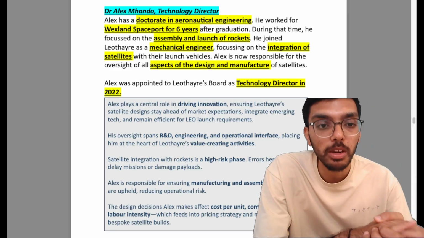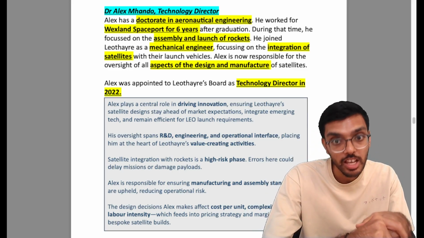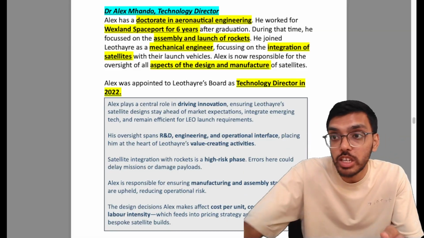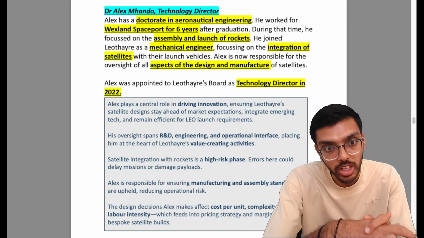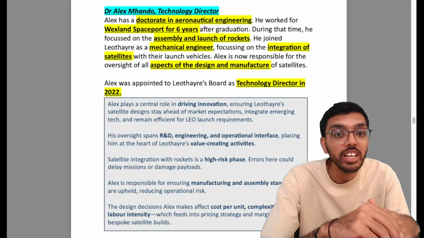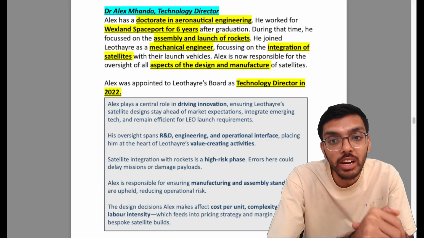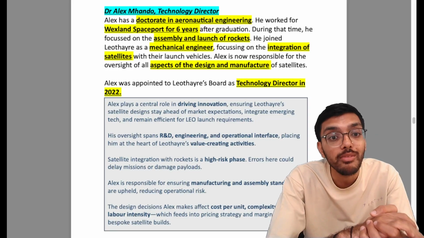Alex is now responsible for oversight of all design and manufacture of satellites. So his competency is designing and manufacturing of satellites so that they can fit well with launch rockets. And he has that experience himself. He was appointed in 2022. Now, Alex plays a central role in driving innovation, which is one of our key core values.